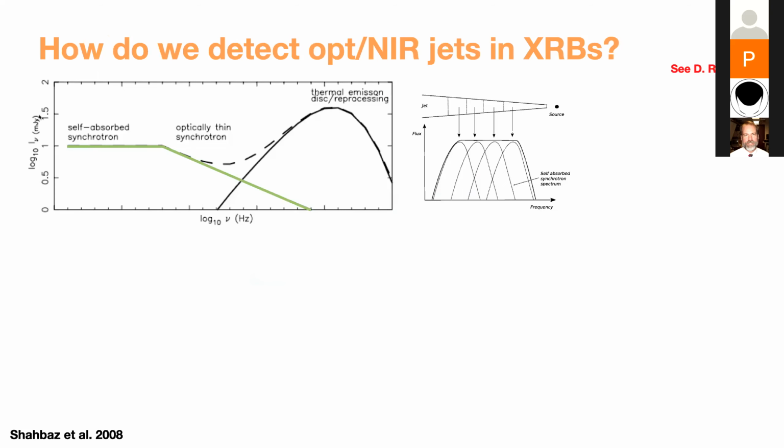So this green spectrum here is the typical spectrum of a jet. So jets emit synchrotron radiation, and their spectrum is flat at the lowest frequencies where the jet is optically thick, and then turns negative at higher frequencies when the jet becomes optically thin. And the turning point is called the jet break frequency, and it is expected to be in the infrared.